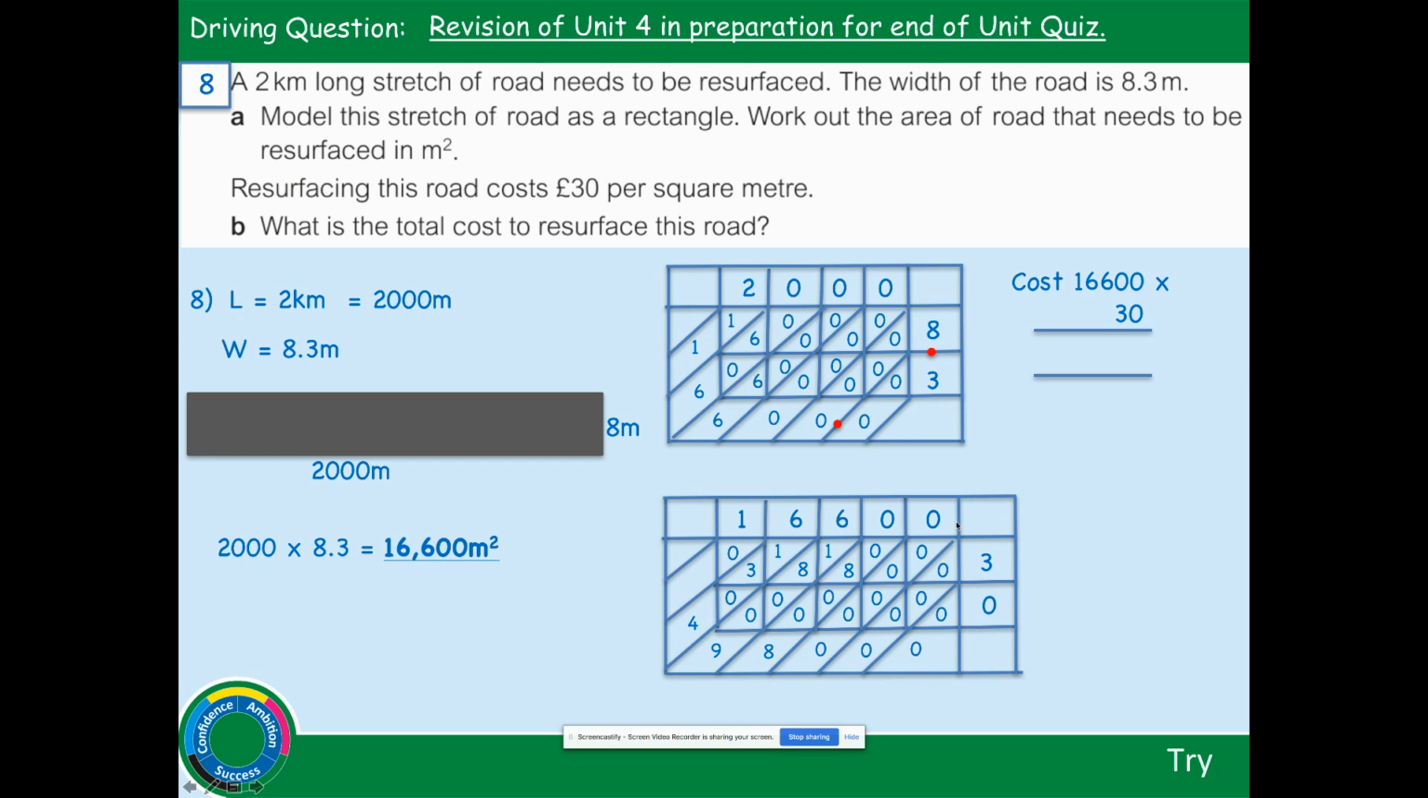If I had a decimal, it would be here and here, so my decimal would go here. So in fact, my money is going to be £498,000. There it is. £498,000 to resurface 2 kilometres of road. It's not as complicated as it first looks.